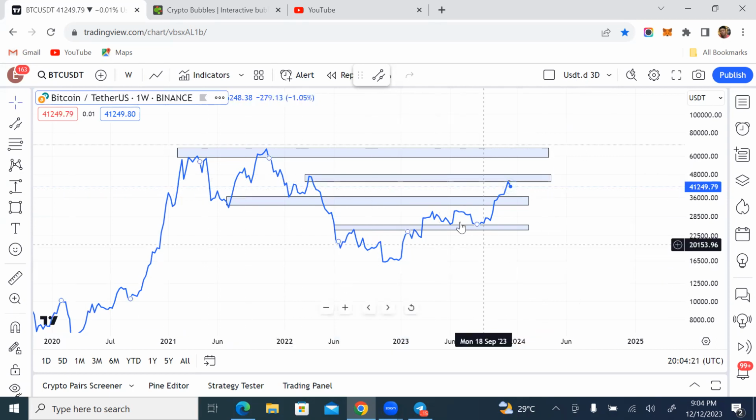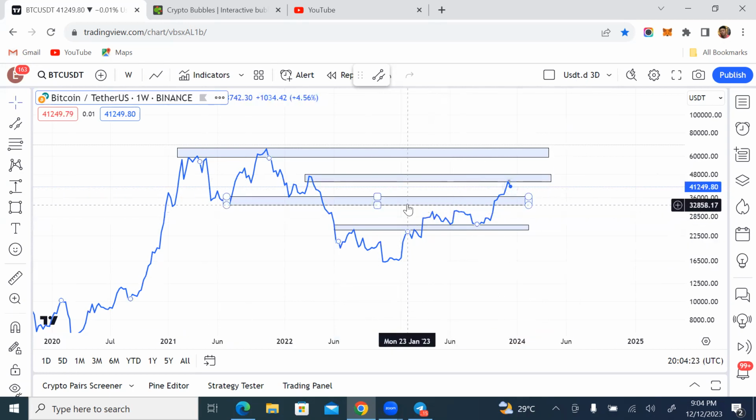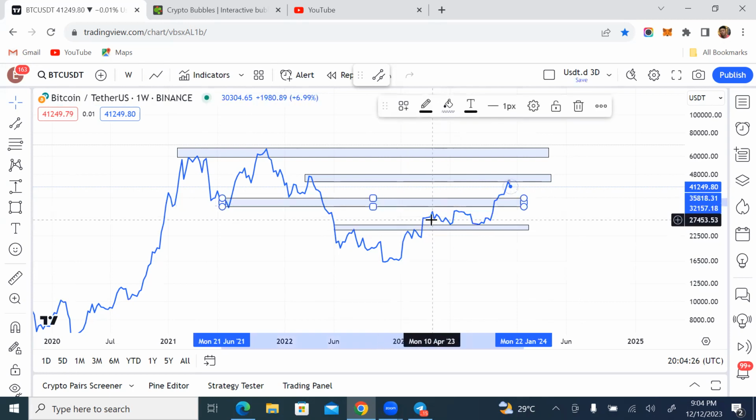Now, forget about all of these ones here. Forget about all these things. Forget about these areas. These are minor structures. They are not key levels. They are just minor structures.